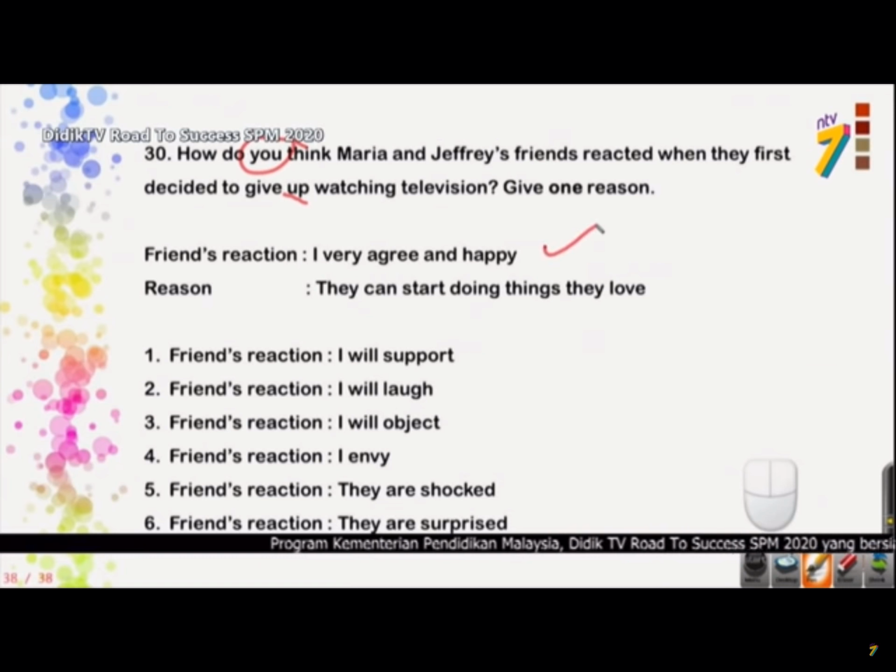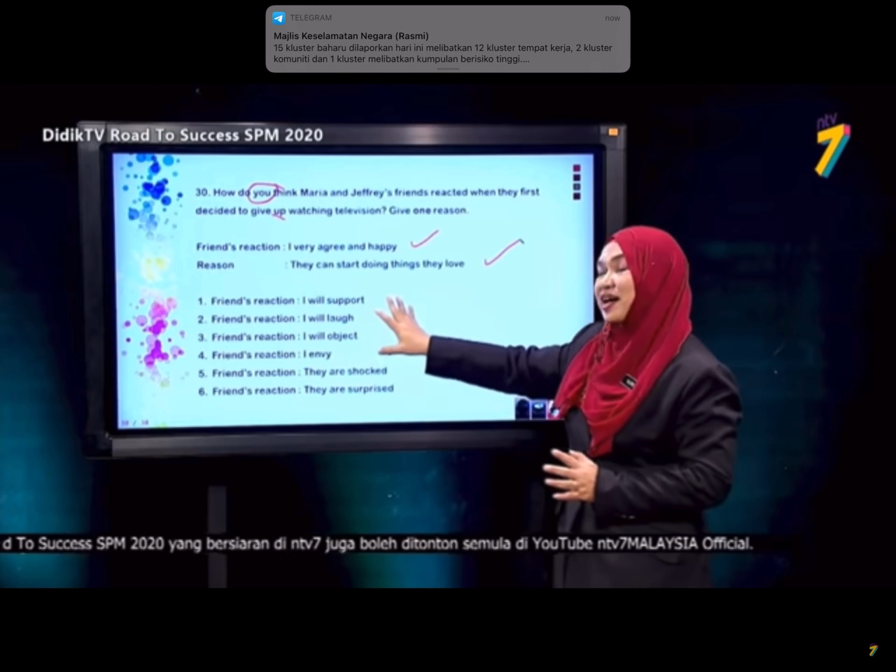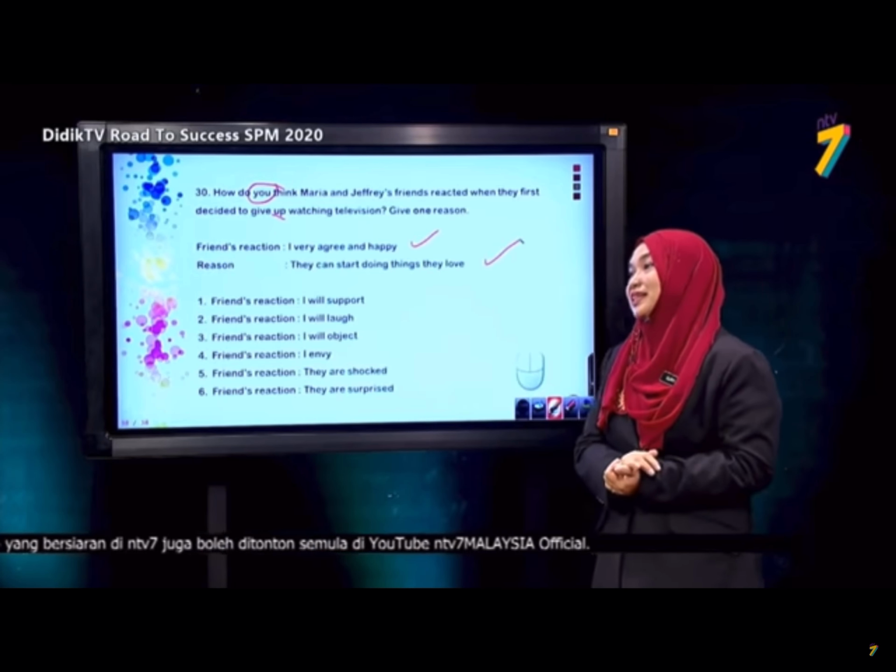Why do you feel happy for her? Because they can start doing things they love. Okay, what about this? I will support. Sometimes the grammar is not that accurate, but for this part, as long as the idea comes true, they will get the marks. So at least try to answer. Do not leave it blank.